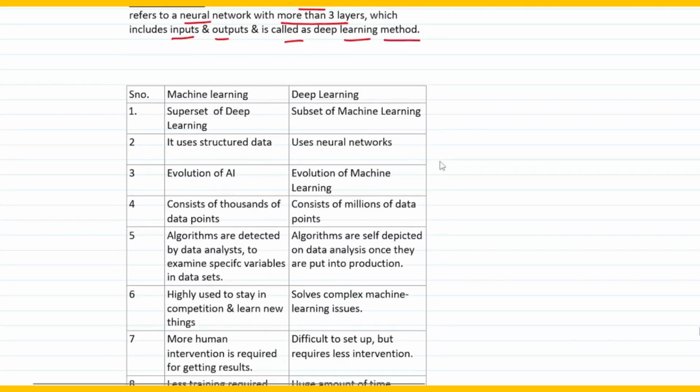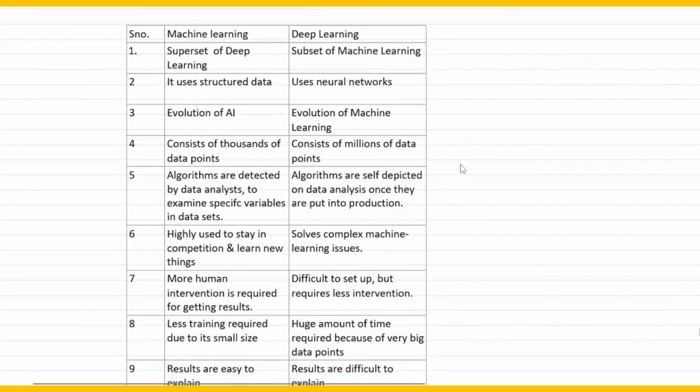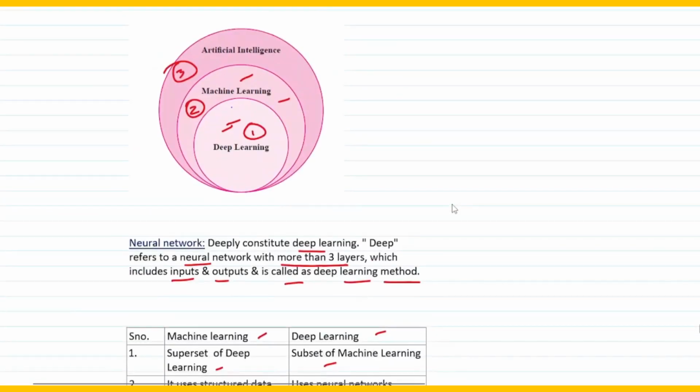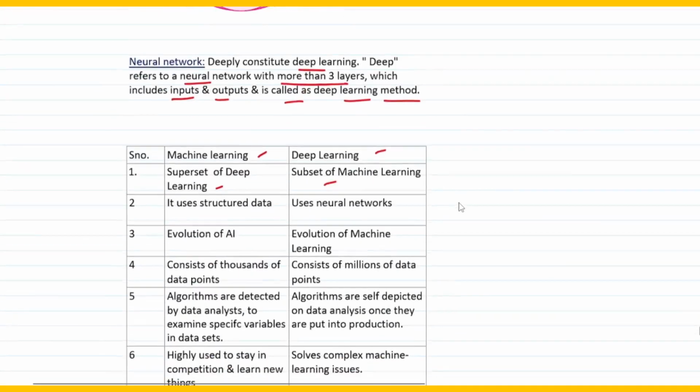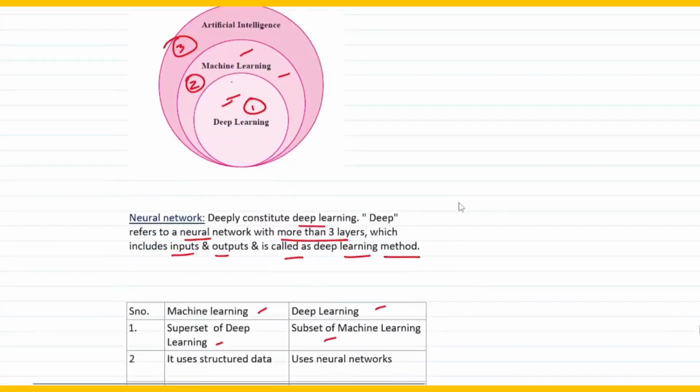Okay, in your book, the difference between machine learning and deep learning is given, but in a paragraph manner, and it's very difficult to understand. So what I've done here is I've made it in a tabular format so that it is relatively easier for you to remember, right? Let's start with the first difference. The first column is machine learning and the second is deep learning. As we have already seen in the diagram, machine learning is the superset of deep learning, whereas deep learning is the subset of machine learning. Superset means it comprises the other one, right?